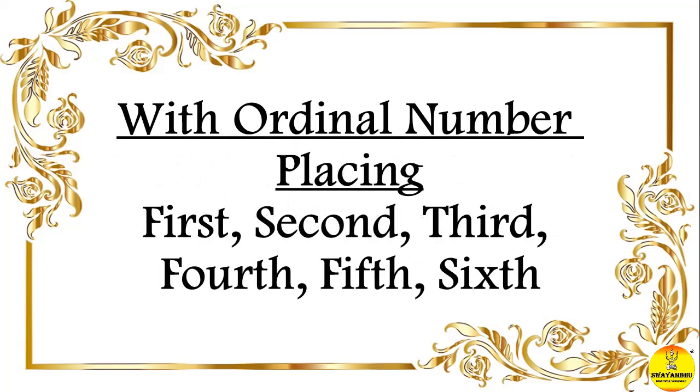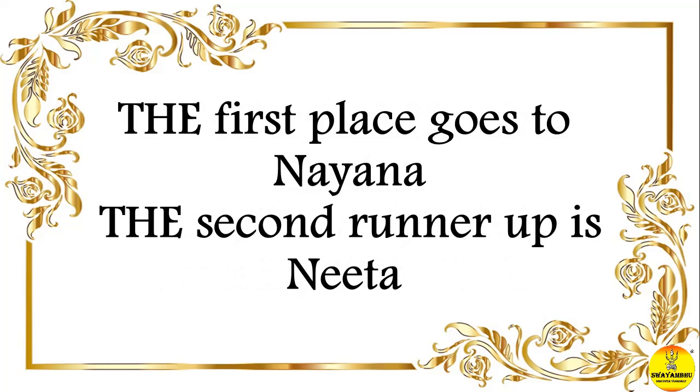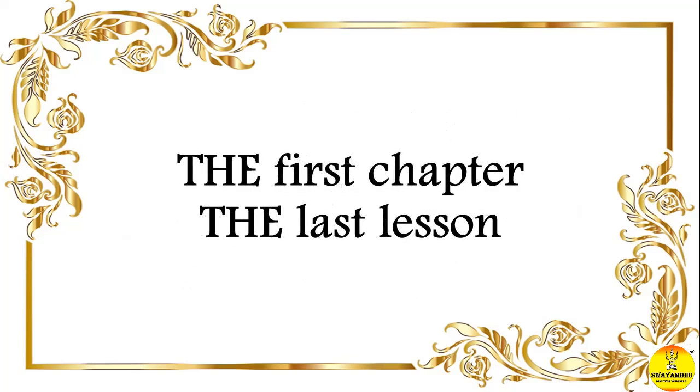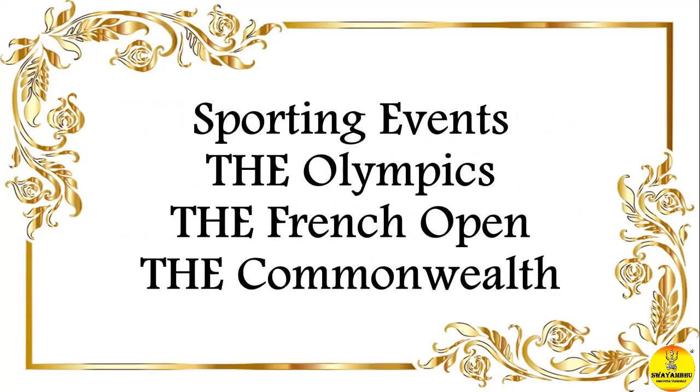With ordinal number placing. What are ordinal numbers? First, second, third, fourth, fifth, sixth. They are all known as ordinal numbers. So the first place goes to Naina. The second runner-up is Neeta. The first chapter, the last lesson. Sporting events, the Olympics, the French Open, the Commonwealth.